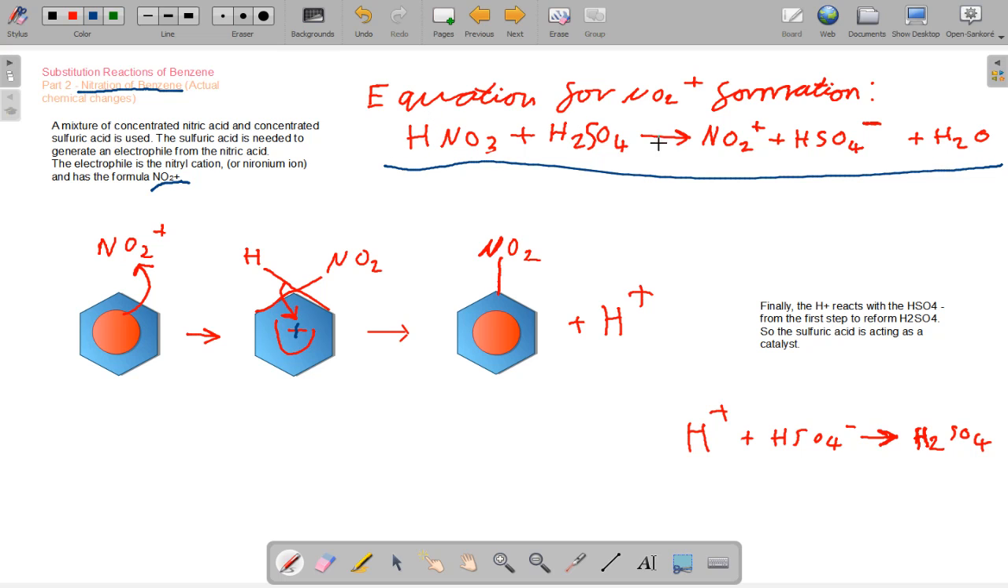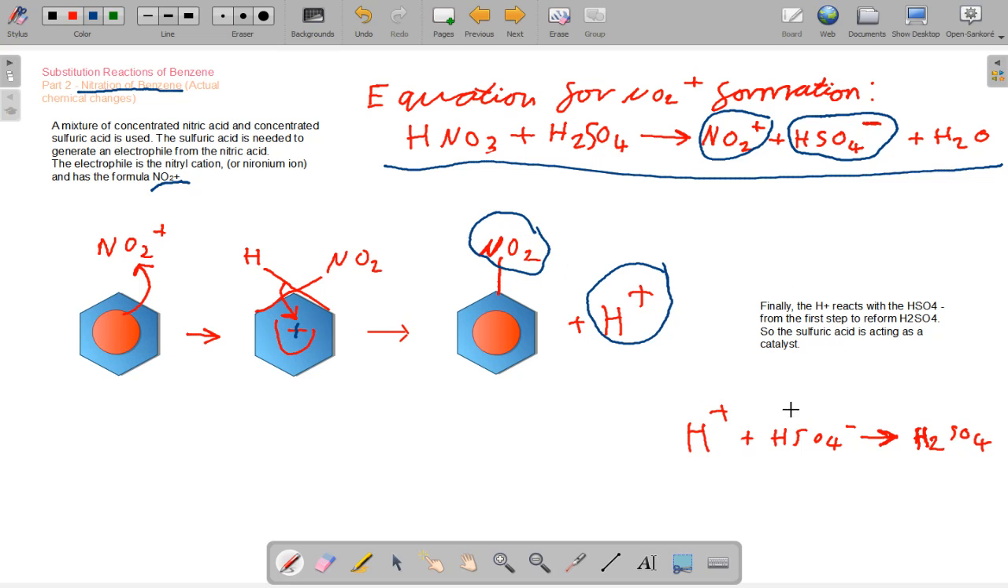So nitric acid plus sulfuric acid makes NO2+, plus HSO4- plus water. Same thing. The electrophile bonds to benzene, and then the C-H bond breaks, forming the delocalized ring of electrons again. NO2 bonds where the hydrogen used to be, and then the H+ ion just breaks off. So electrophile bonds, C-H bond breaks, hydrogen is replaced by NO2.